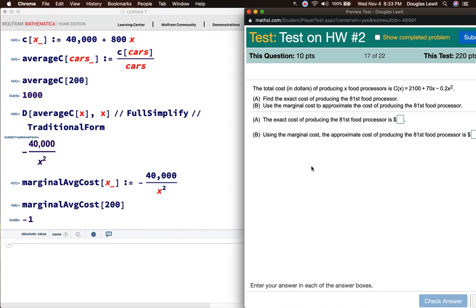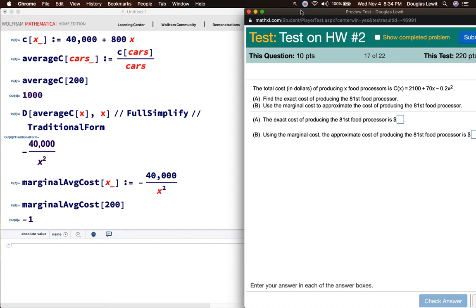The total cost in dollars of producing X food processors is cost of X is 2100 plus 70X minus 0.2X squared. Part A, find the exact cost of producing the 81st food processor. Part B, use the marginal cost to approximate the cost of producing the 81st food processor.